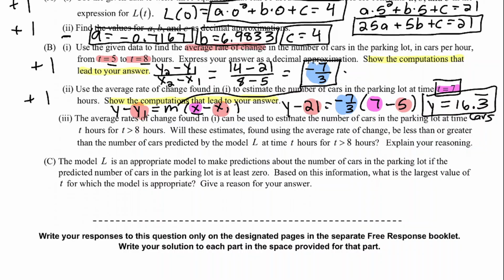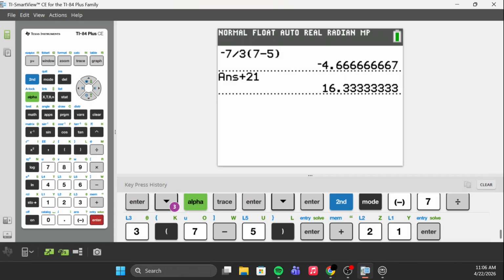For 2, it's going to say the average rate of change found in part 1 can be used to estimate the number of cars in the parking lot at the time when t is greater than 0. Will these estimates found using the average rate of change be less than or greater than the number of cars predicted by the model L at time is greater than 8? Explain your reasoning. And so this is what I would do.